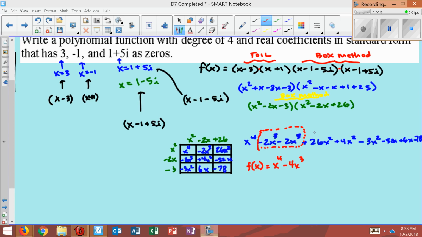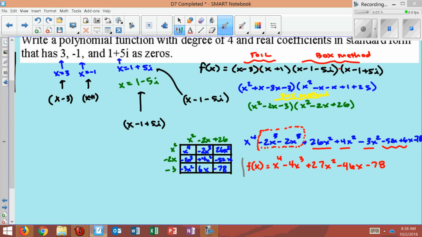Okay, and then here's my x squared terms. I have this one here, here, and here. So 26, 4, minus 3 gives 27. And then over here are my x terms. So these would become negative 46x, and then I have the minus 78 all alone at the end. This here is my answer.